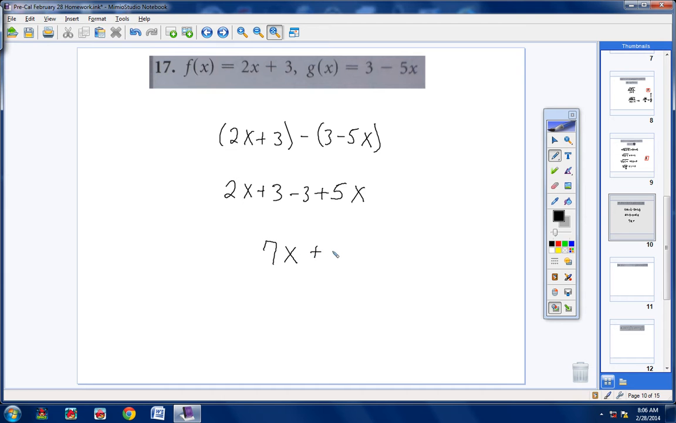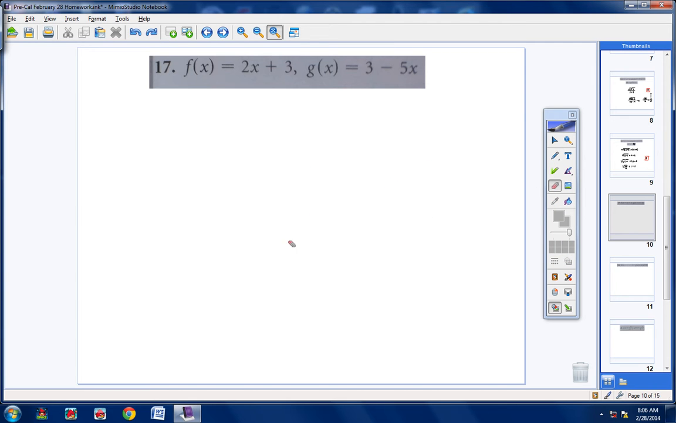7x plus 0. And of course you do not need to put plus 0, so your answer can be just simply 7x. Alright, moving on now to the next thing they want us to do, which is f times g. So f times g would be 2x plus 3 times 3 minus 5x.